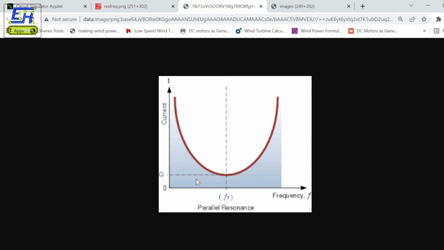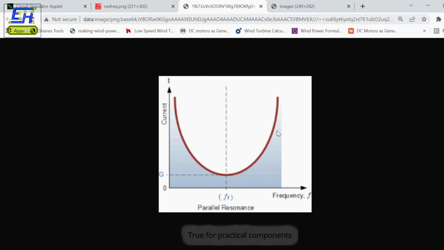So in this particular parallel RLC network, we can see that at resonant frequency, it is rejecting or attenuating the signal. Any signal which is closer to the resonant frequency will be attenuated or rejected, and hence this circuit is also known as a rejector circuit. This is completely opposite to the series RLC, which is known as an acceptor circuit.